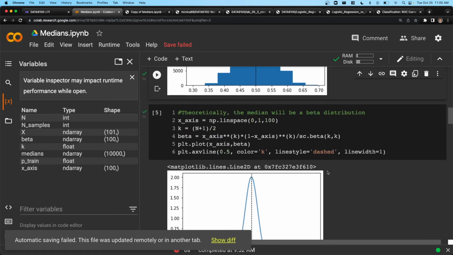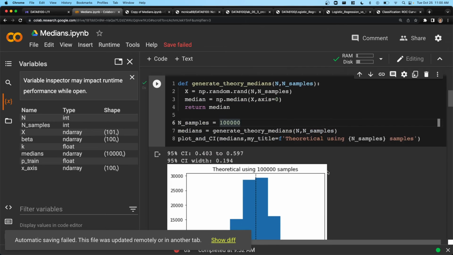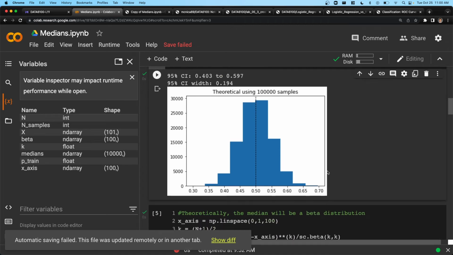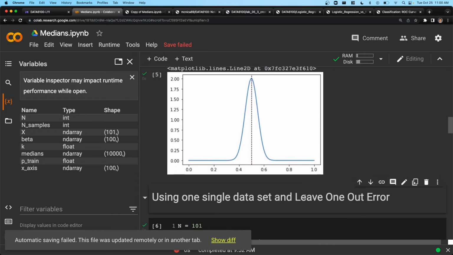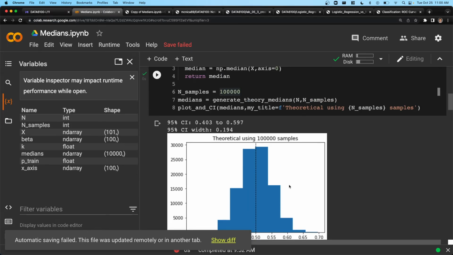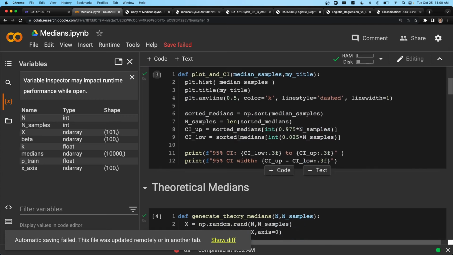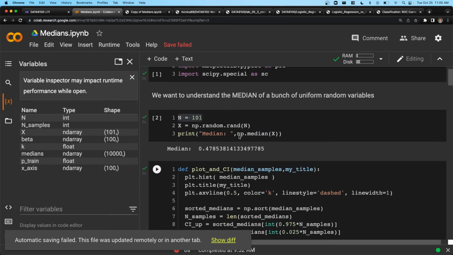Okay, and there are other ways you can do the theory. But the first question is, we're going to try to throw the tools of validation and cross-validation on this and see what happens. So the first thing I'm going to try is the leave one out error. But I want you guys to think about what happens when you try the leave one out error to estimate this. So imagine you just have one data set of 101 points. You calculate the median. The median is, remember, what was it? It was 0.478.